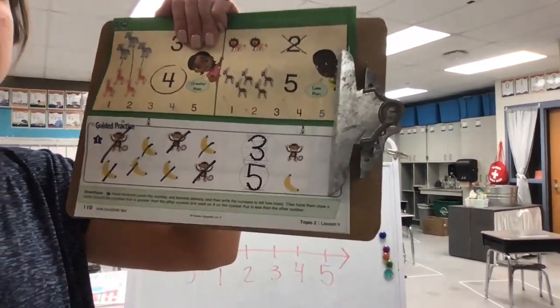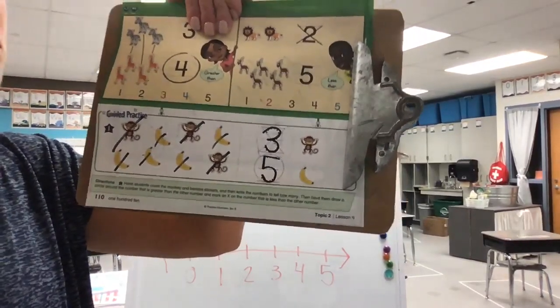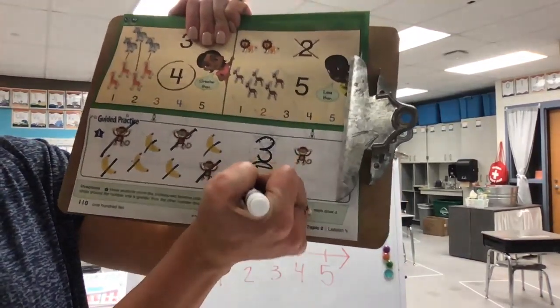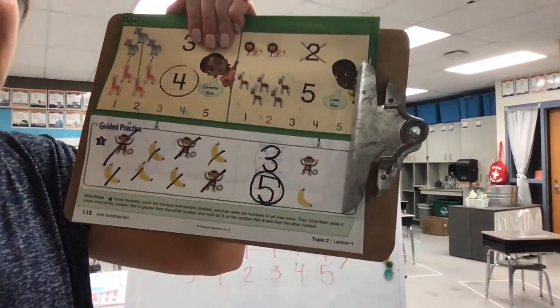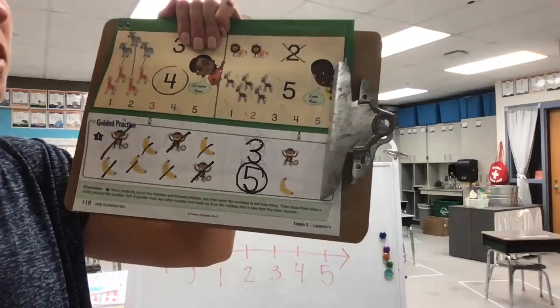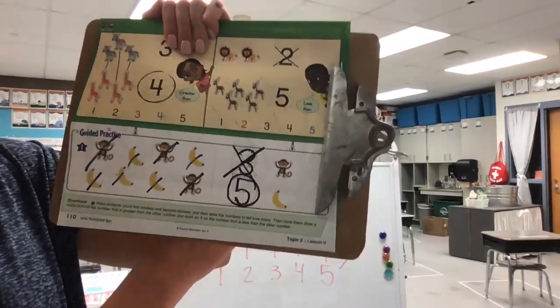Now we need to compare. Which group has more, or a greater amount? The bananas or the monkeys? Good, there's more bananas. So let's circle the 5. Which group has less? The monkeys. So we're going to X the 3 to show 3 is less than 5.